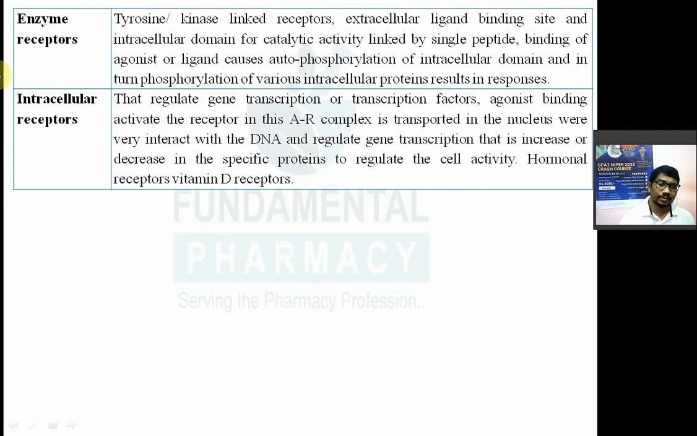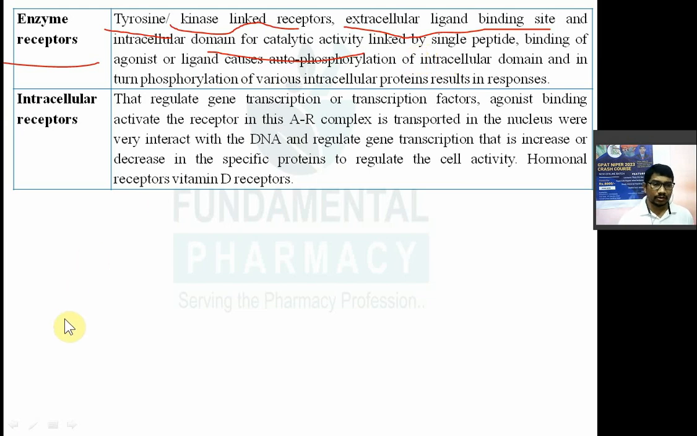Third type of receptor is nothing but the enzyme receptor. They are also known as the tyrosine kinase receptor or kinase ligand receptor. Okay, they have two sides: an extracellular ligand binding site. So where is the drug binding site? Extracellular. And an intracellular domain site for catalytic activity. They are linked by the intracellular domain and extracellular domain.